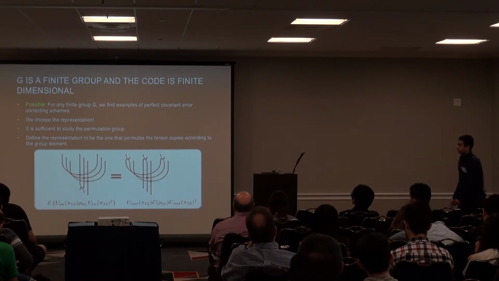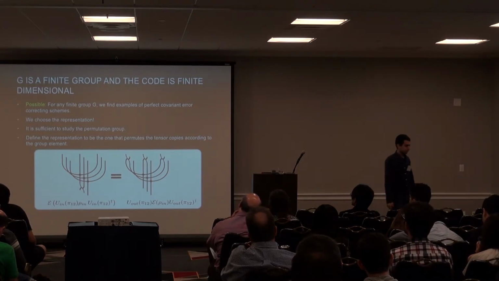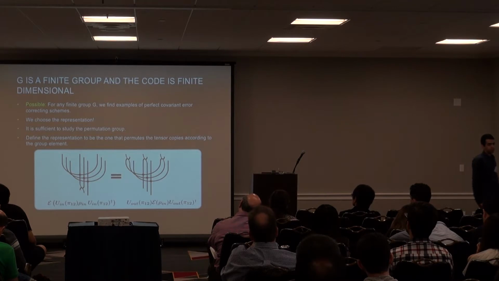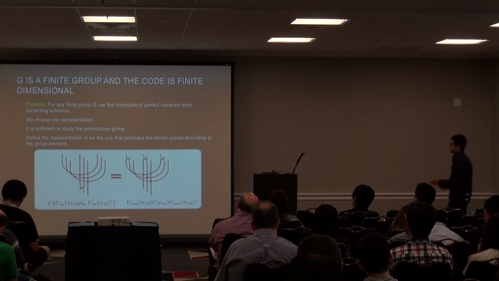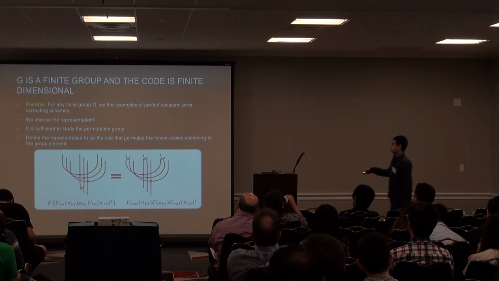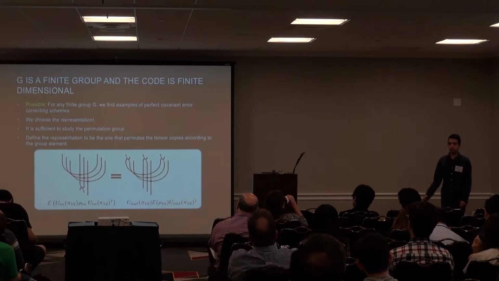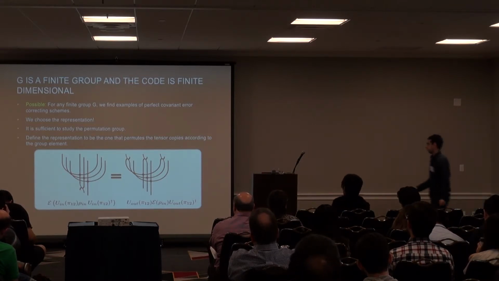First, remember that every finite group is a subgroup of a permutation group. So it's sufficient to study the problem just for the permutation group. For example, for simplicity, I assume that the permutation group is S3, just the permutation group on 3 elements.